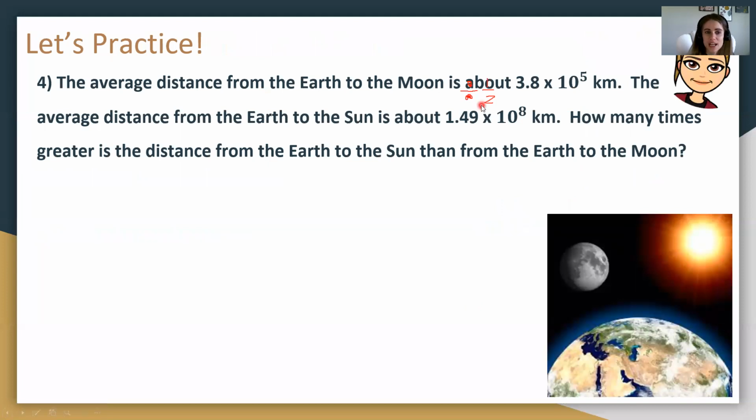All right, we have one final example that we're going to work on together. So the average distance from the Earth to the moon is about 3.8 times 10 to the 5th kilometers. Now the average distance from the Earth to the sun is about 1.49 times 10 to the 8th kilometers. How many times greater is the distance from the Earth to the sun than the Earth to the moon?